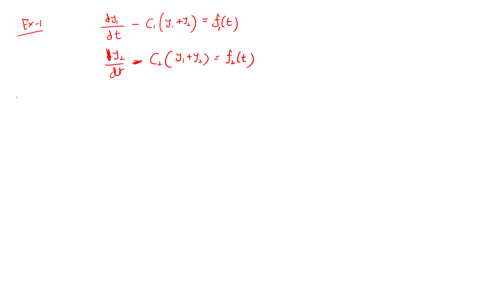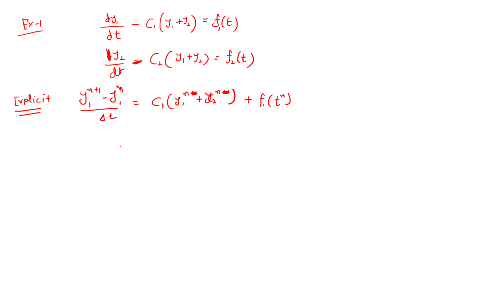So in case of the explicit formulation, (y1^(n+1) - y1^n)/Δt becomes c1 y1^n + y2^n, evaluated at time n, plus f1(t_n), and (y2^(n+1) - y2^n)/Δt will become c2 y1^n + y2^n plus f2(t_n).